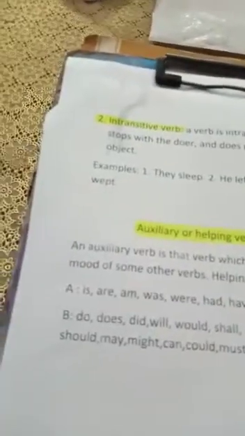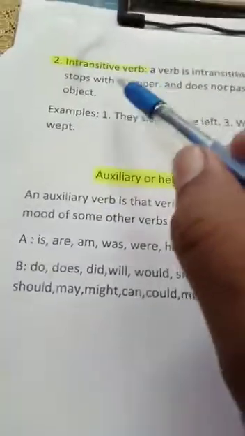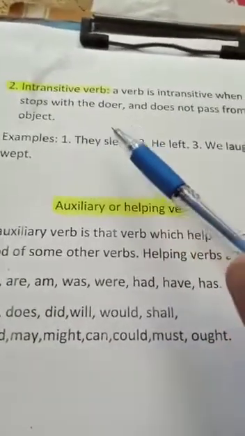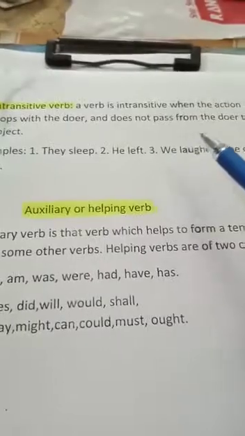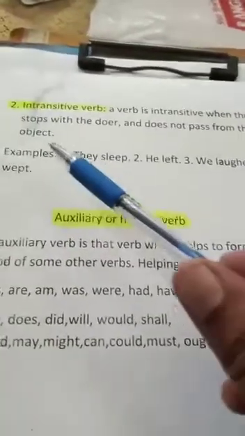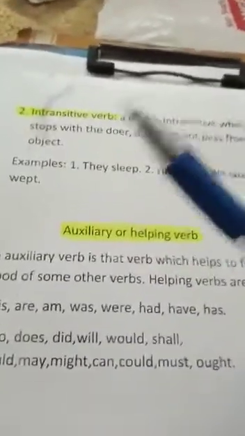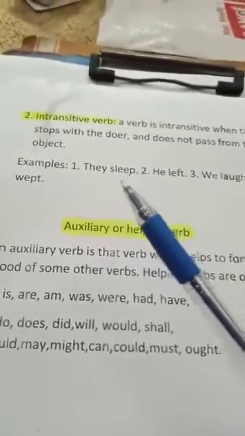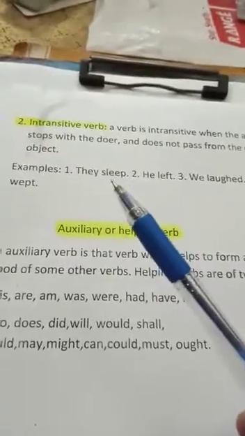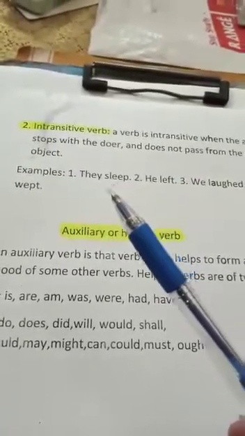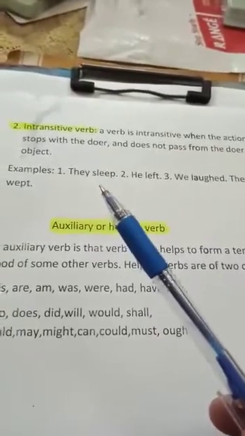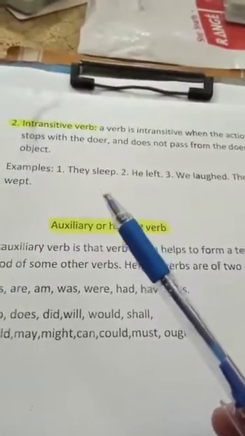The second kind of verbs are intransitive verbs. A verb is intransitive when the action stops with the doer and does not pass from the doer to an object. What this definition means is that these verbs do not require an object to give complete meaning or sense; rather, they themselves give complete meaning or sense wherever used.